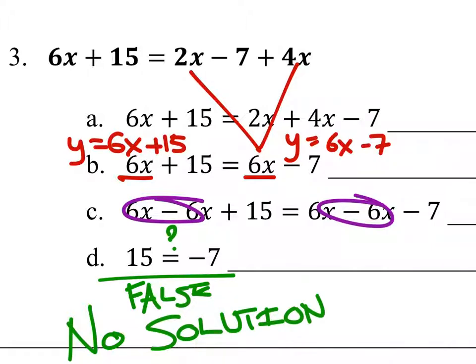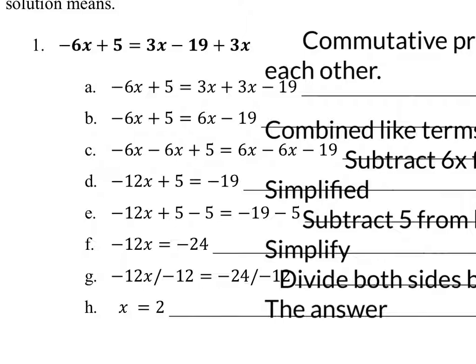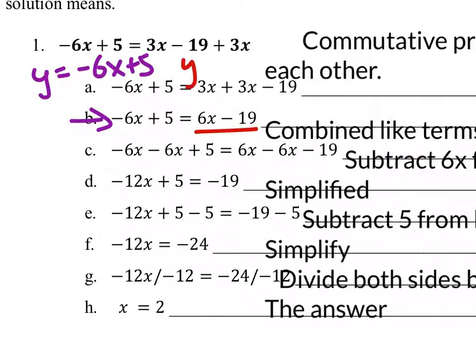So how do we tell if there's one solution? Yes. If we look at these, you'll end up with an x equals a number. Now we could have looked particularly at step B again. This one, it's kind of like we have two equations. y equals negative 6x plus 5. And the other equation, right here, y equals 6x minus 19. Well, that right there shows that we have two different slopes. Therefore, we would have one answer.